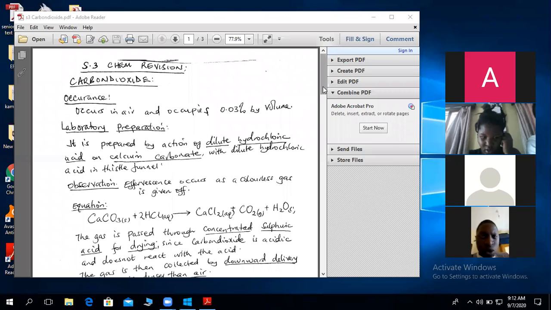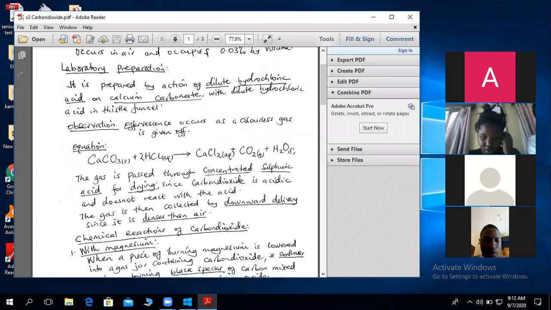Carbon dioxide gas is dried by using concentrated sulfuric acid. This word must be there, concentrated. Sulfuric acid is only a drying agent when it is concentrated. If it is not concentrated, then there is nothing that is going to happen. So the gas is passed through concentrated sulfuric acid for drying. And we give a reason. Why do we use concentrated sulfuric acid to dry the gas?